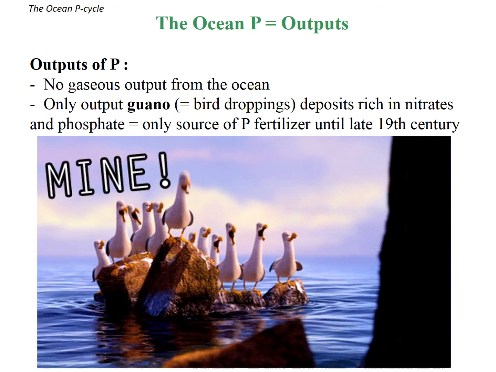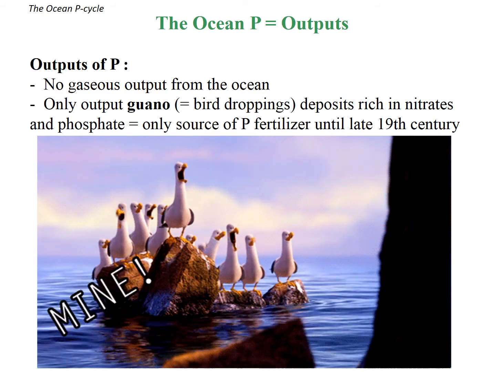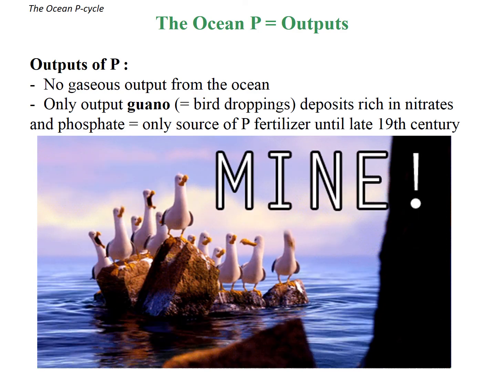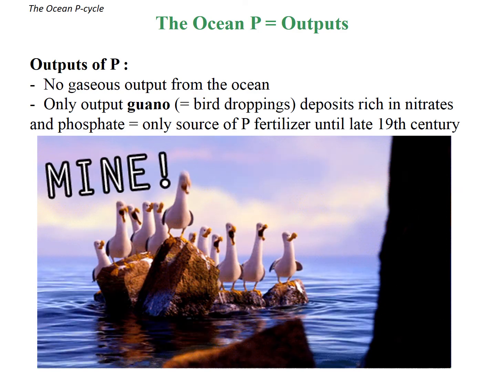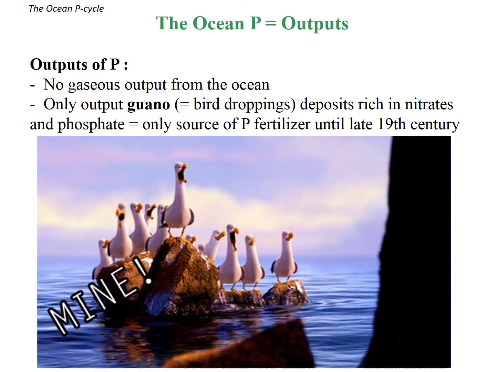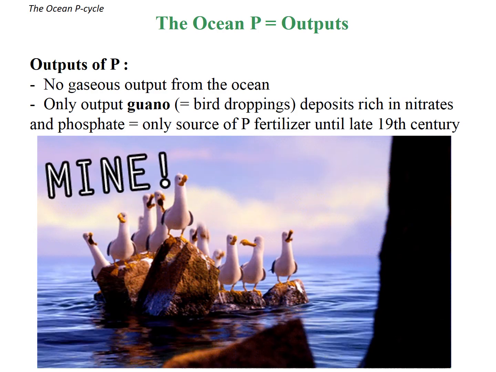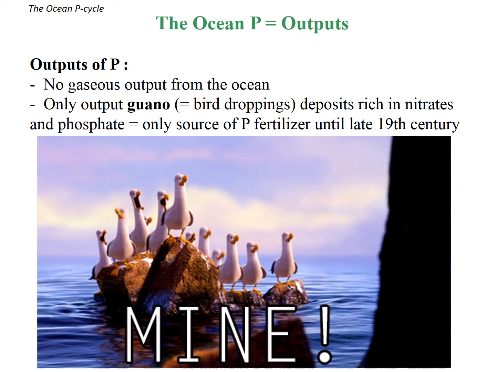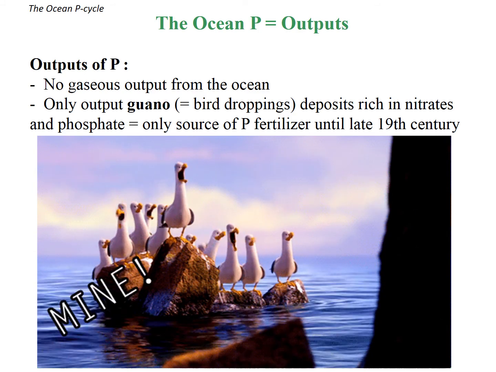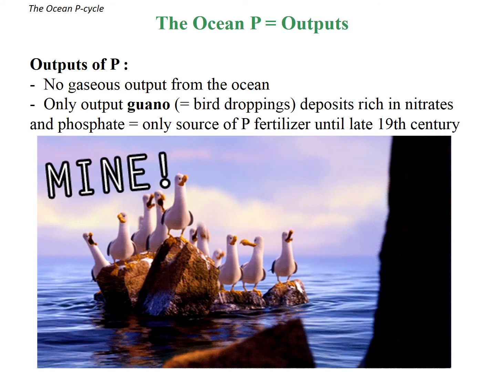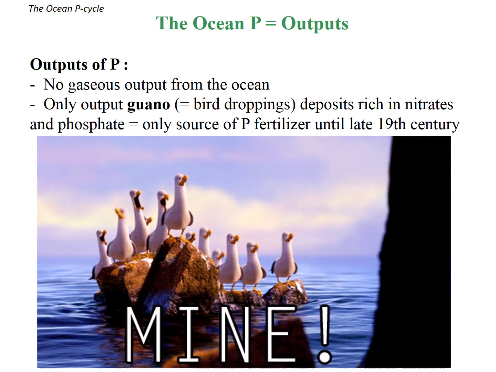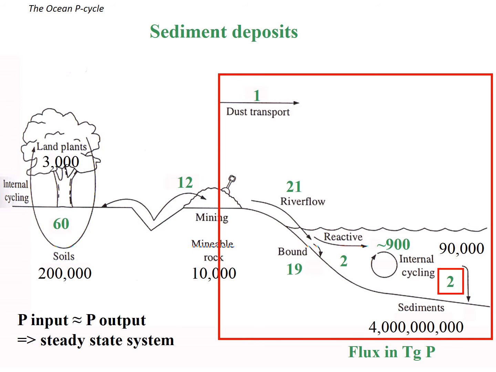in terms of the ultimate outputs from the ocean, which is the building up of these phosphate-rich organic deposits. These can be bird crap, or they can be organic-rich sediments, because any organic matter will have some phosphate in it as well. So that's what forms quite a lot of the larger phosphate mines. So this is the output flux here.